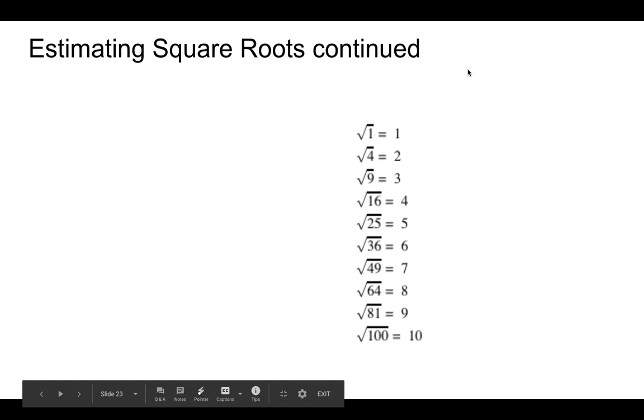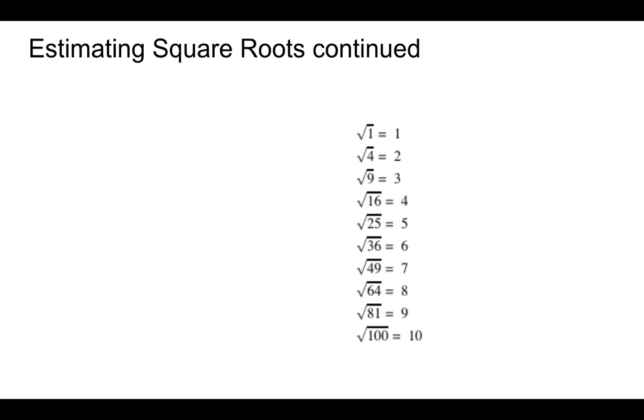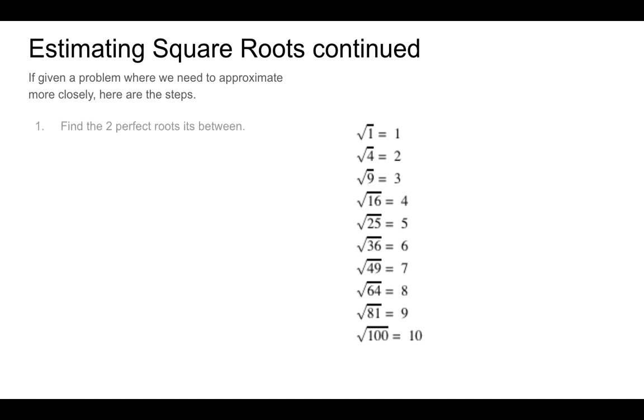So when we're estimating square roots, sometimes we're going to want to get closer to the actual value than just seeing which two numbers it would be between. So here's an example of how we would go about that. If we're given a problem where we need to approximate more closely, here are the steps.